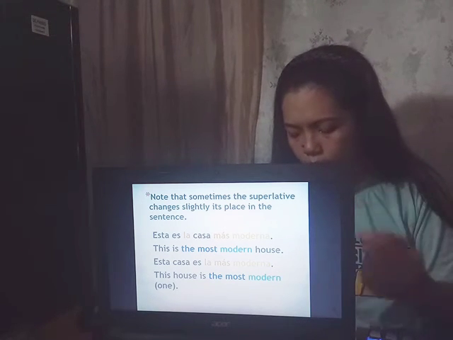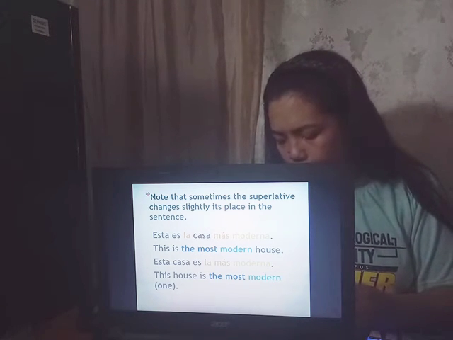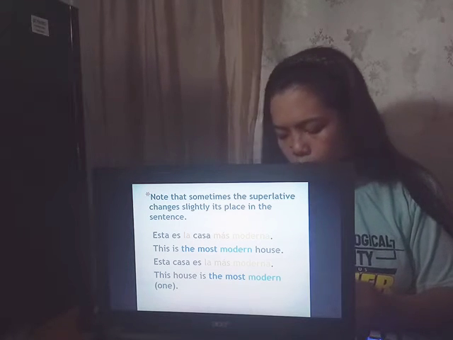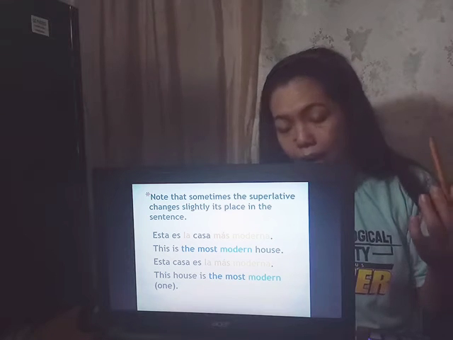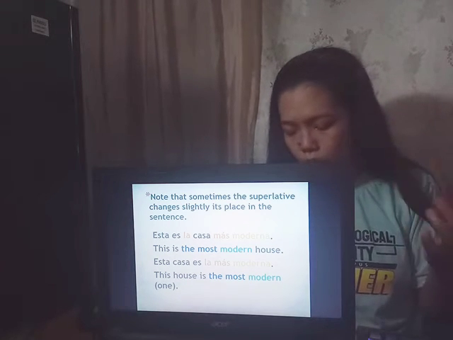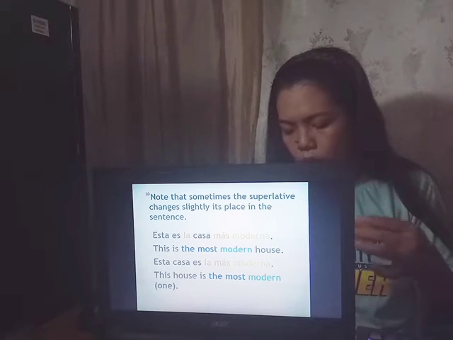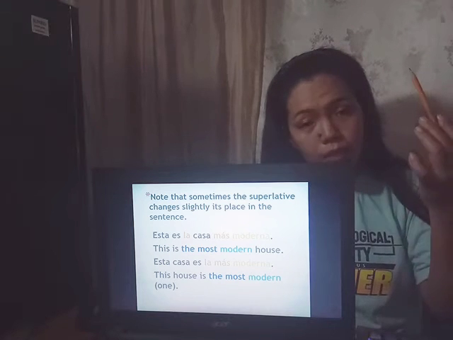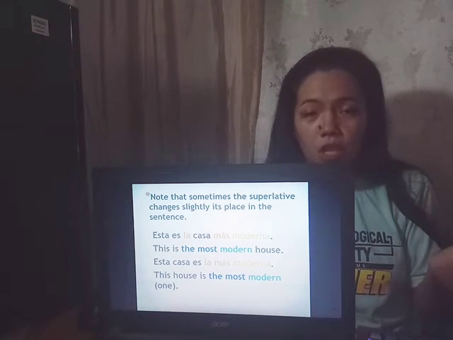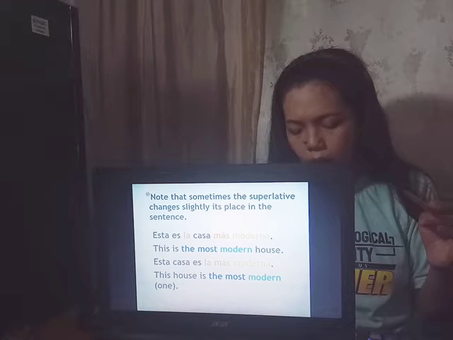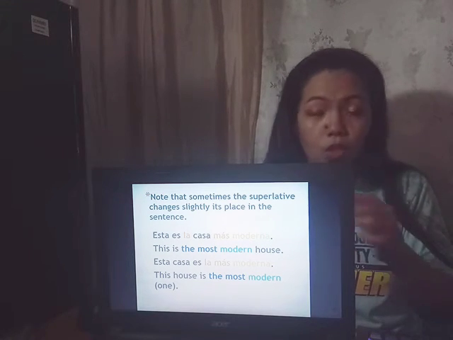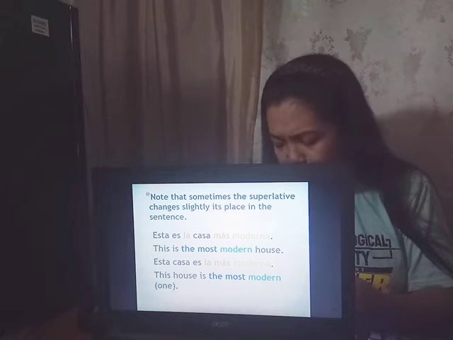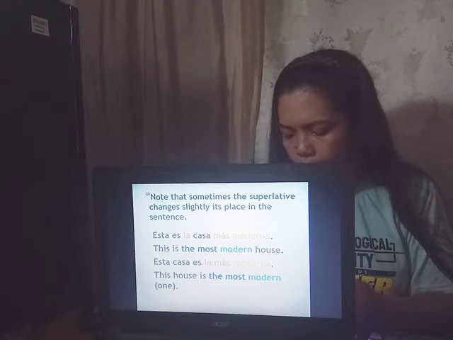Example, esta es la casa más moderna, so it means this is the most modern house. So la casa, the house. So the most modern house, you could say la casa más moderna, so it can be changed. You can not only just say la más bella or la casa más moderna, you can change the superlative in its place.